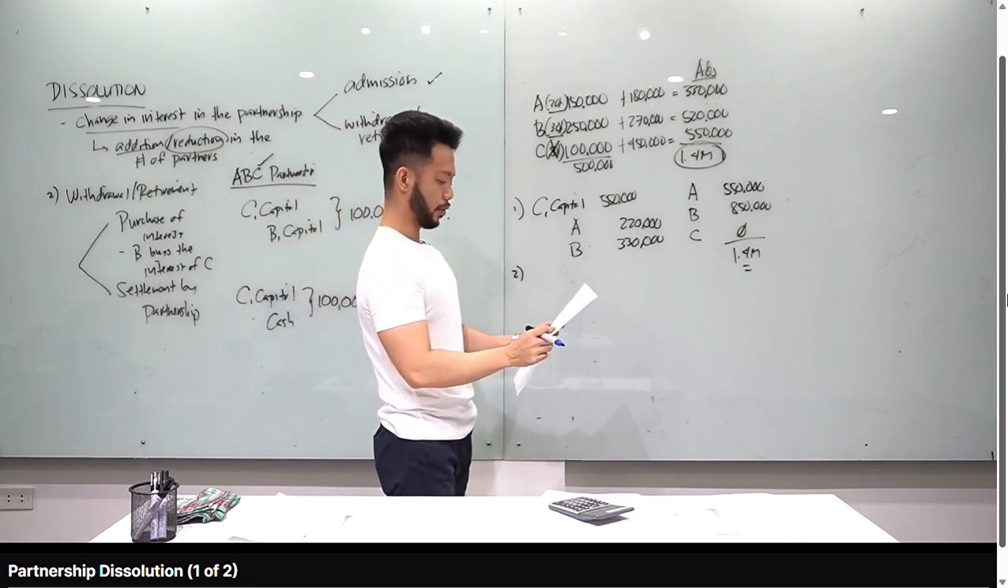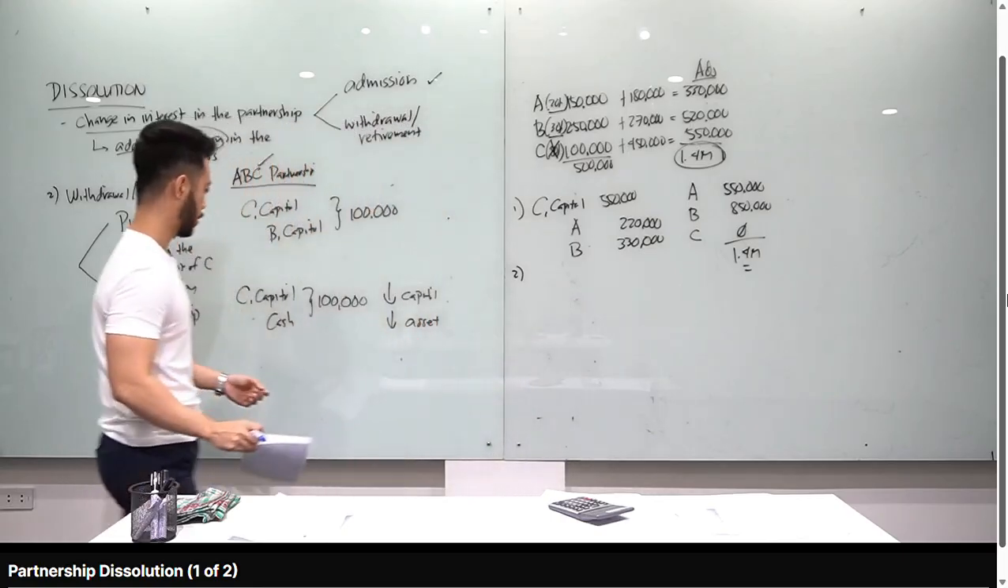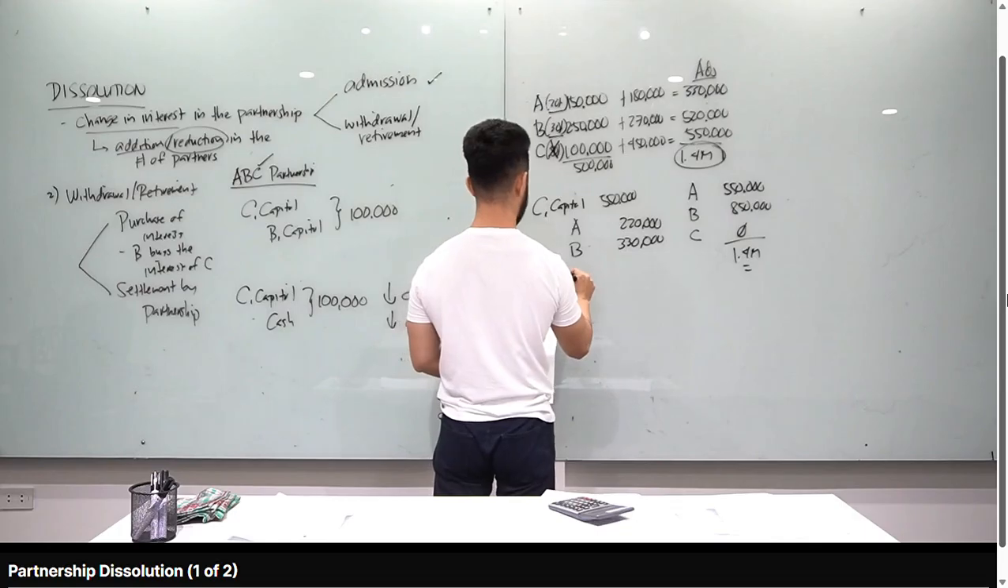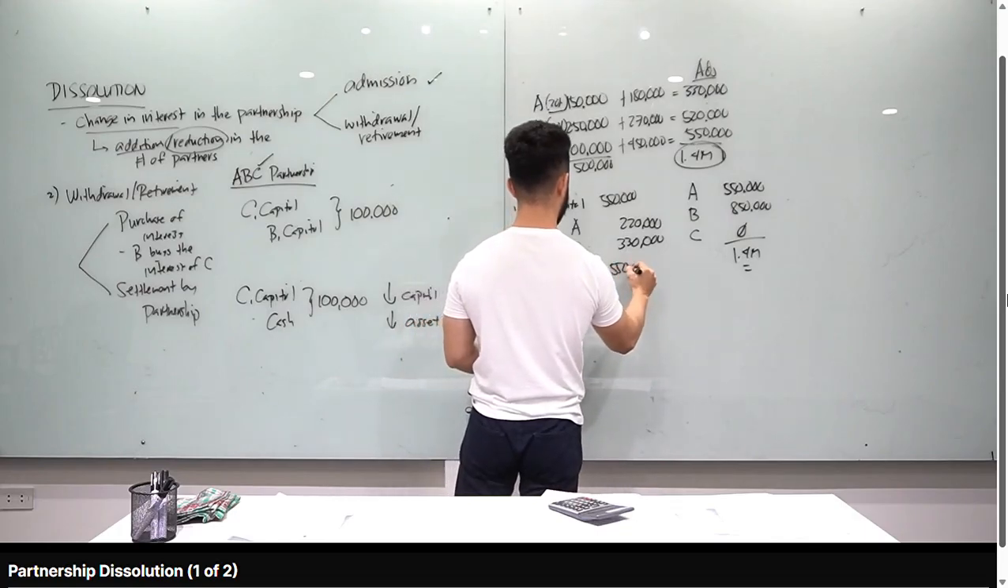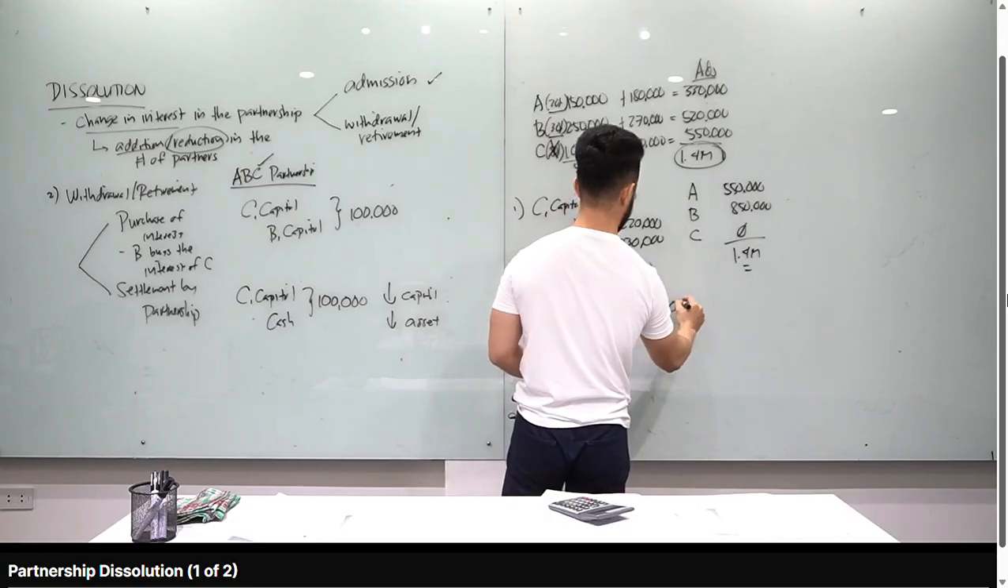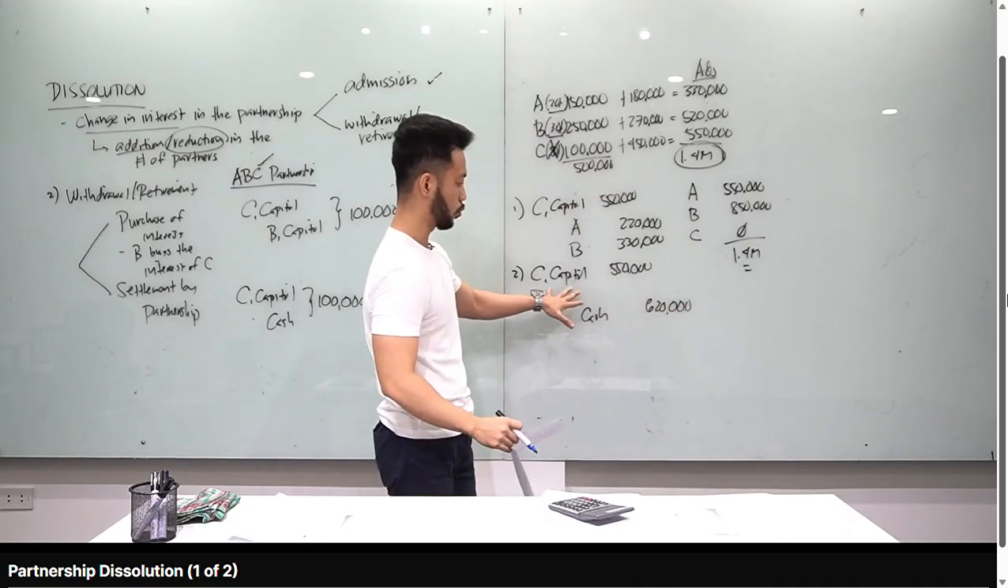C retired. The partnership settled C's interest for 620,000 cash. Si partnership yung nagbayad sa kanya. Okay? Debit C capital, 550,000. Credit cash, 620,000. Alright? So, mas malaki yung binayad ni partnership than yung capital ni C.